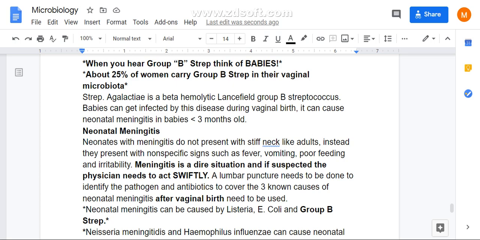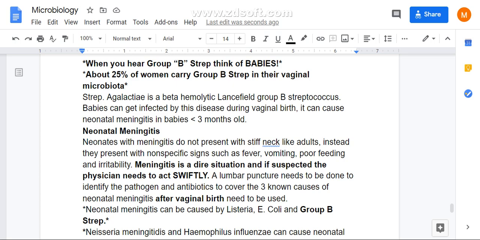Strep agalactiae is a beta hemolytic group B streptococcus. It's beta hemolytic, so it destroys red blood cells completely. And it stands for group B because it has group B carbohydrate in its cell wall, right? So babies can get infected during vaginal birth. It can cause neonatal meningitis in babies less than 3 months old.